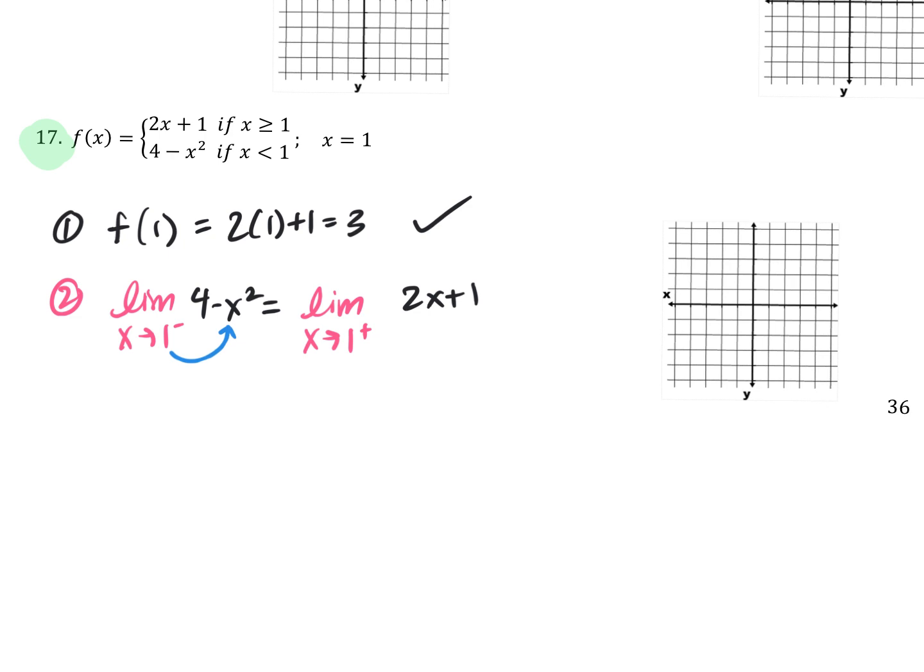All we do is plug in that value. This is not a negative 1. This was letting us know from the left side. So we're just plugging in a 1 there. What would I get on the left side? 3. Does 3 equal 3?